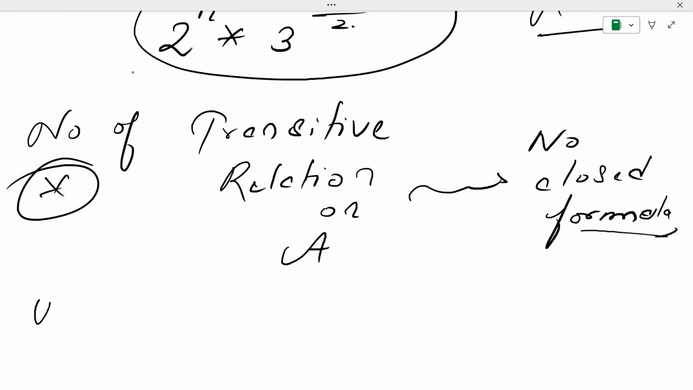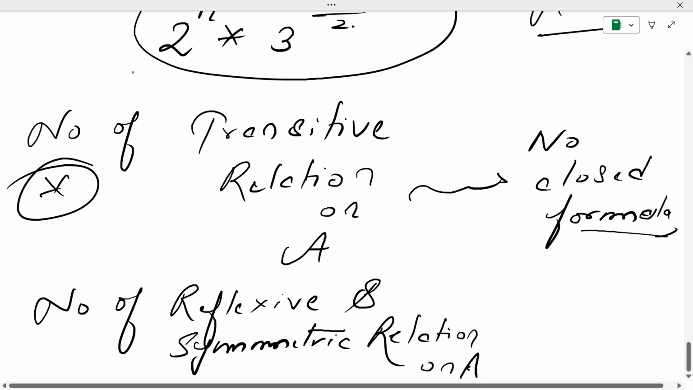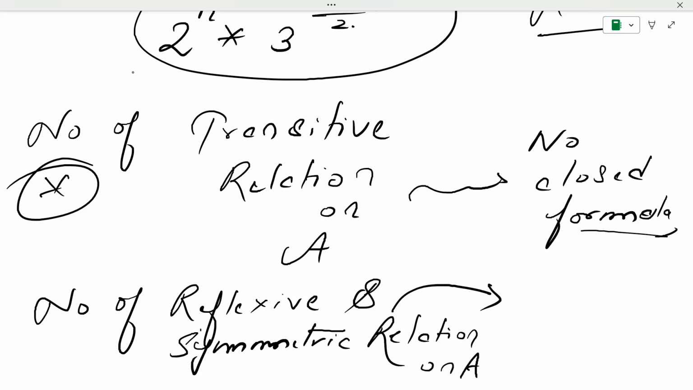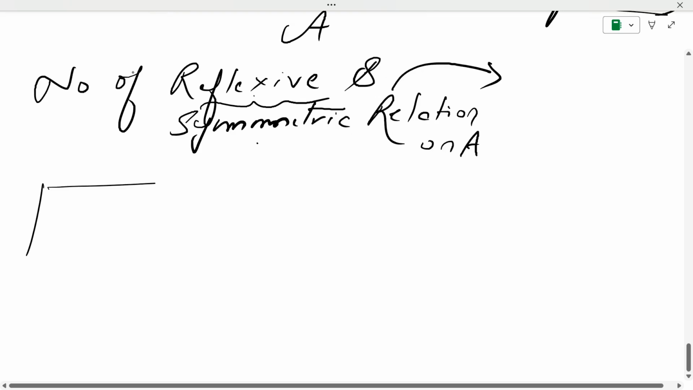And the last one is the number of reflexive and symmetric relations on A. If we want to calculate the total number of reflexive and symmetric relations on A, we already have the total number of reflexive relations. Here we are just guaranteeing that the relation has to be reflexive and symmetric. So again, we can identify it like this.